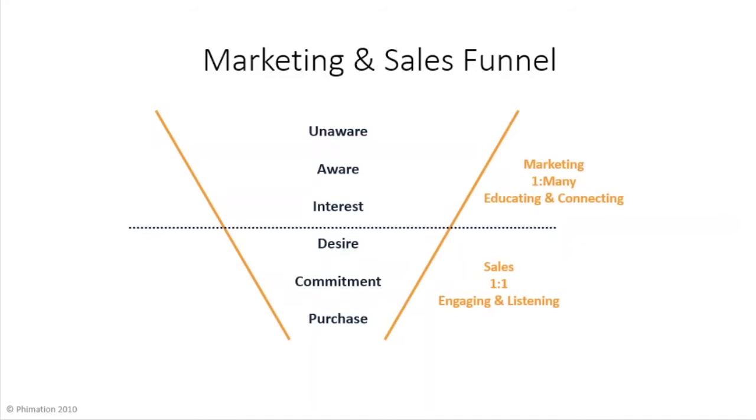People don't know what their problem is, and you just want to educate them about what their problem is. You don't want to be selling at that point. Ideally, your sales team would only deal with people who have crossed over the line from being interested to having a desire to do something. If you show this to a salesperson and say, from now on, you're only going to have to deal with people that already have a desire to buy from us, they would be in heaven.